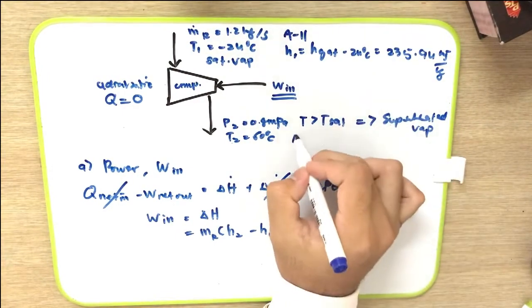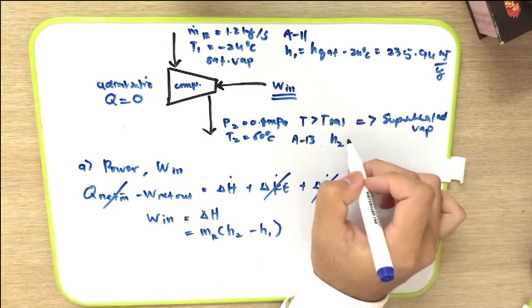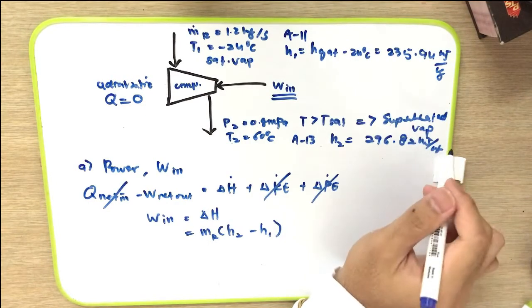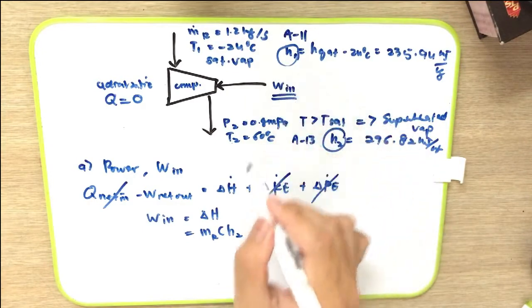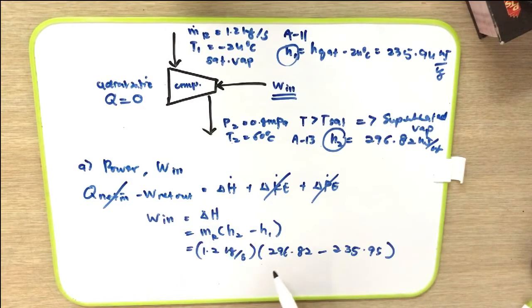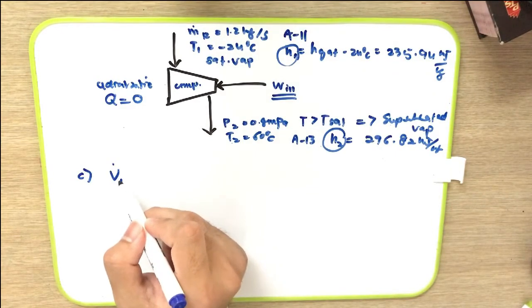So we go to table A13 and we can find the h2 in this table, which is 296.82 kJ per kg. Now we have already found the h2 and also h1, so we can substitute inside this equation in order to get the power input. After we have substituted all the values, we get the answer equal to 73.06 kJ per second. Next, we need to find the volume flow rate at the inlet, which is V1.